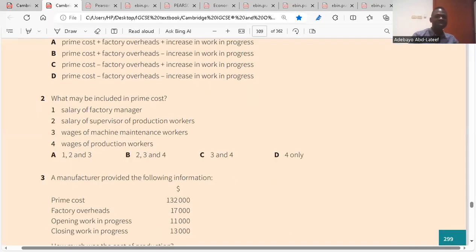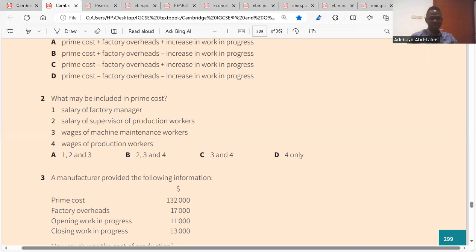Question 2. They said what may be included in the prime cost? Prime cost is part of the manufacturing account. Salary of factory manager, no, that's not one of them. Salary of factory supervisors of production workers, wages of machine maintenance workers, wages of production workers. 3 and 4 are part of it.